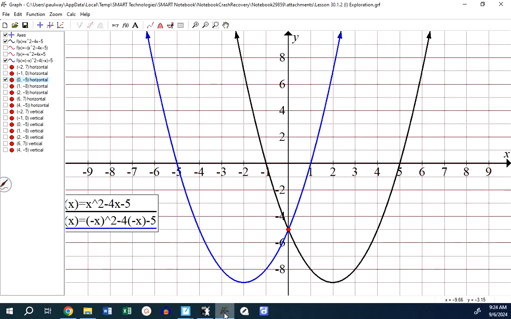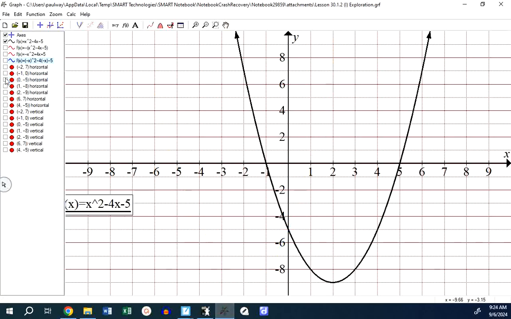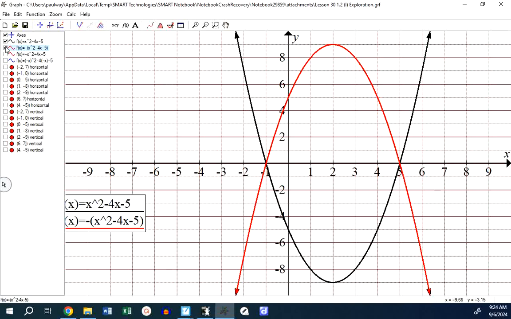And if I take a look at the vertical reflection, which looks like this, are there invariant points? Absolutely. Unfortunately, I don't have them all here. I only have this one. There's another invariant point over at 5 comma 0, right?